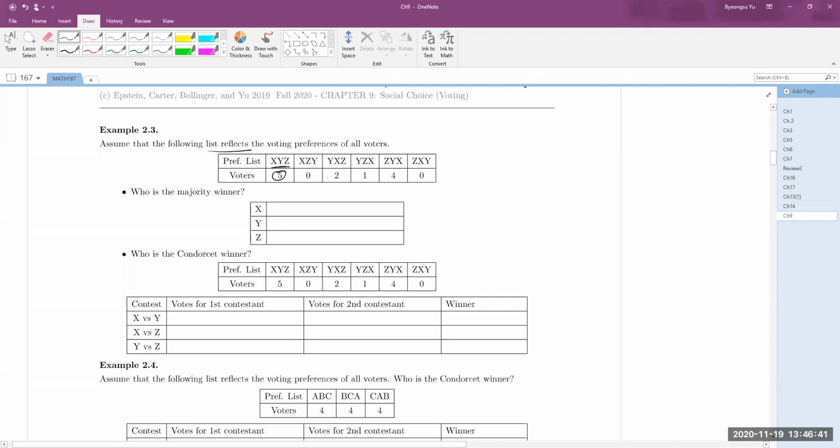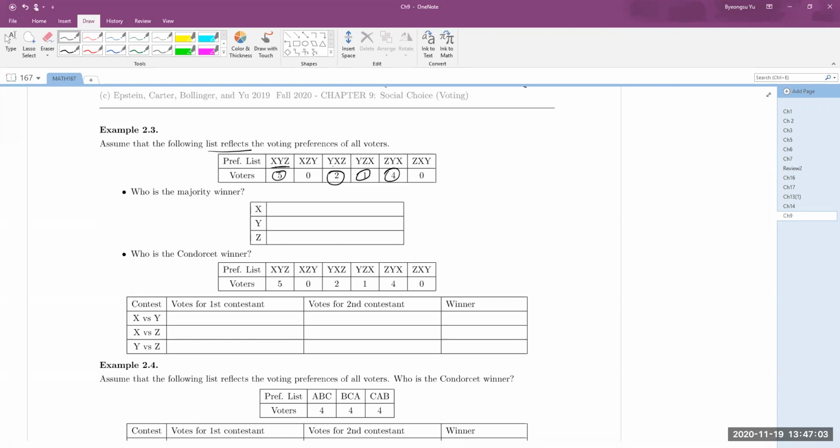And there are 2 other voters that vote on the preference list YXZ, which means that they prefer Y to X, and they prefer X to Z, so they prefer Y to Z. And there is 1 voter who votes on YZX, and there are 4 other voters who vote on ZYX, right?